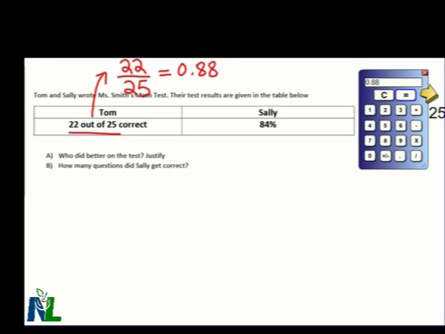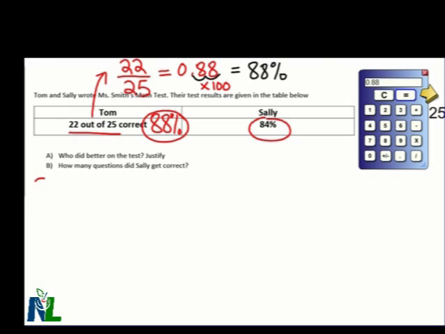And if I convert that into a percentage, I multiply it by 100, which will move the decimal place 2 to the right. So that means that Tom got 88% and Sally got 84%.